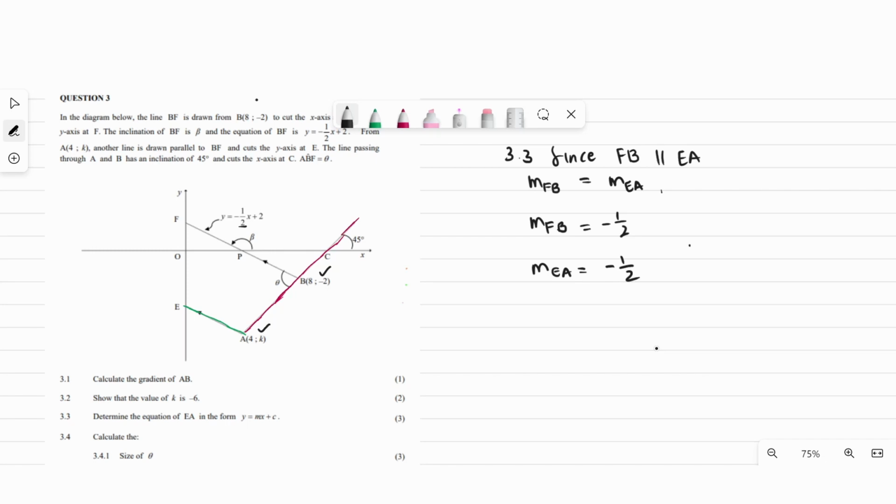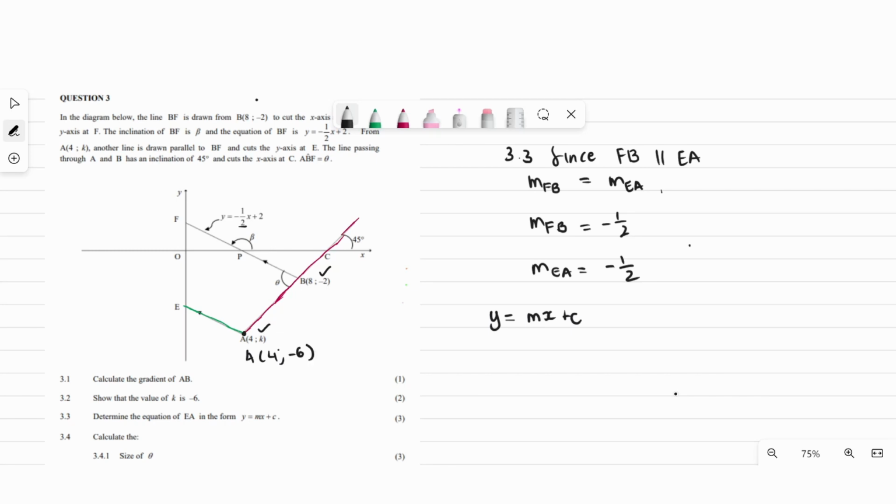So we got that out of the way. Now they say determine the equation. You know that the straight line equation is y equals mx plus c. What do we have for EA? We have the coordinate of A, because we already solved for k. So A here is (4, -6).